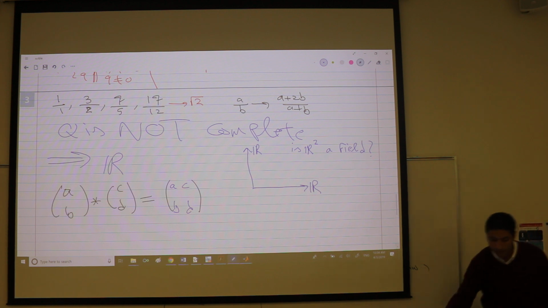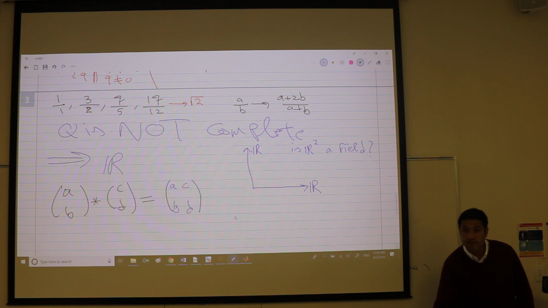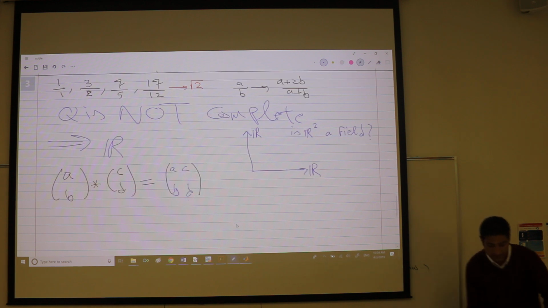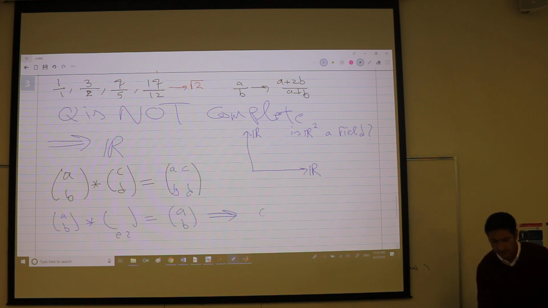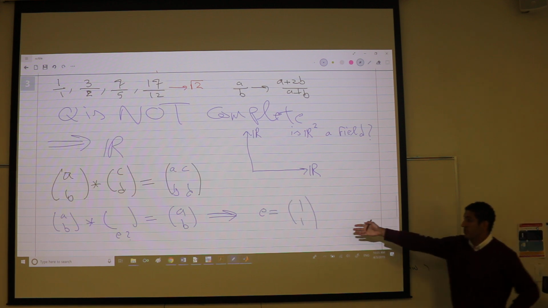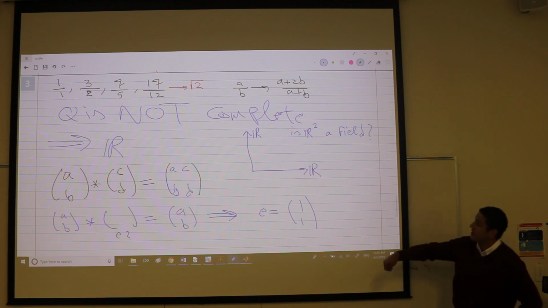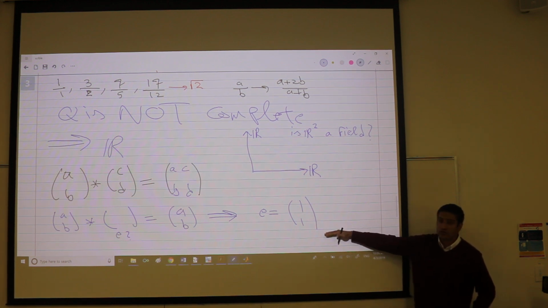So if this is a rule for multiplication, do you have an identity? If you have here AB, do you have an element, the identity element, which I don't know yet, such that when you multiply this guy, you get the same thing again? Yeah, that's easy. This shows that E is 1, 1, right? Okay, so it's a vector in R2, so I have an identity. So actually, up to this point, R2 is what?